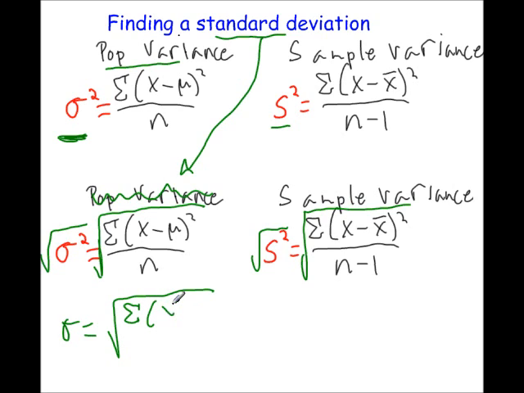The sum of all those squared differences over n, and the standard deviation for a sample is that. I won't rewrite that. You just take the square root of the variance. It's very easy. It's not any more complicated.